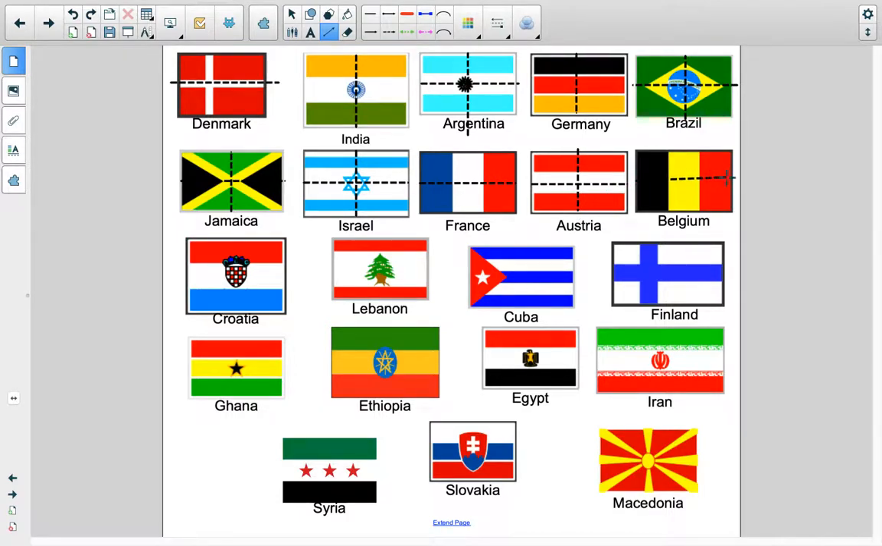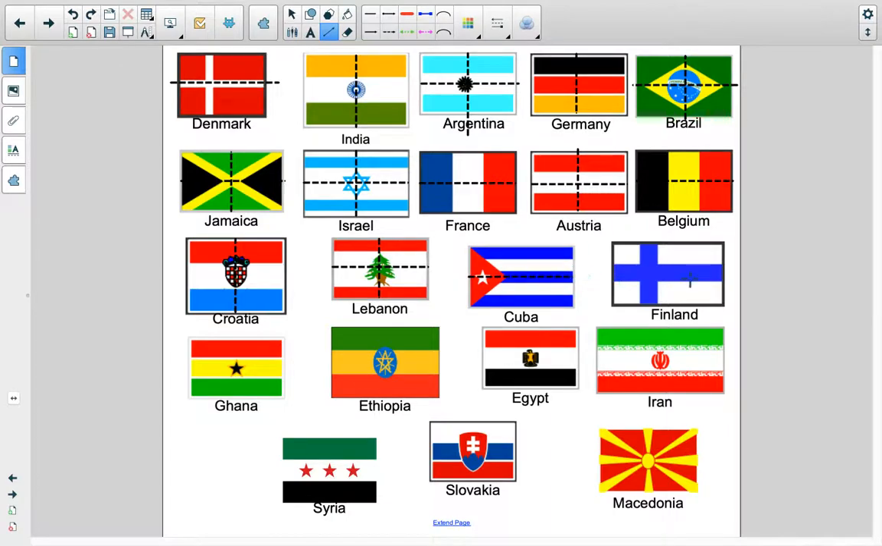Belgium's flag, one line of symmetry this way. Croatia is this way. It can't go this way because the top of the symbol in the middle is different than the bottom, but it has that crest in the middle, so it's got that line of symmetry. Lebanon has the tree in the middle, similar to Brazil. The tree is not symmetrical, but the rest of the flag is, right? So I could fold the flag this way or this way, and then the tree is fairly symmetrical, but it's a little bit different.